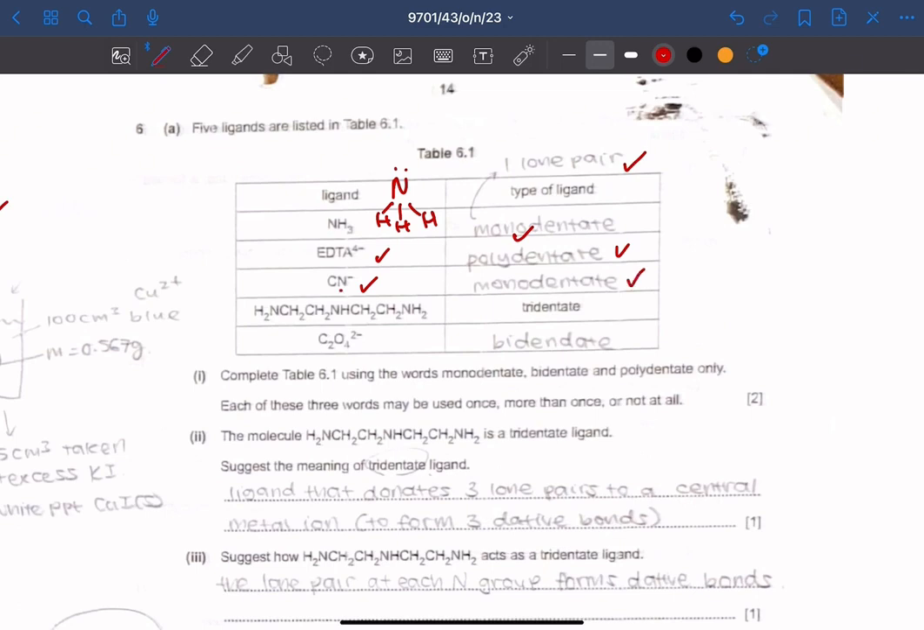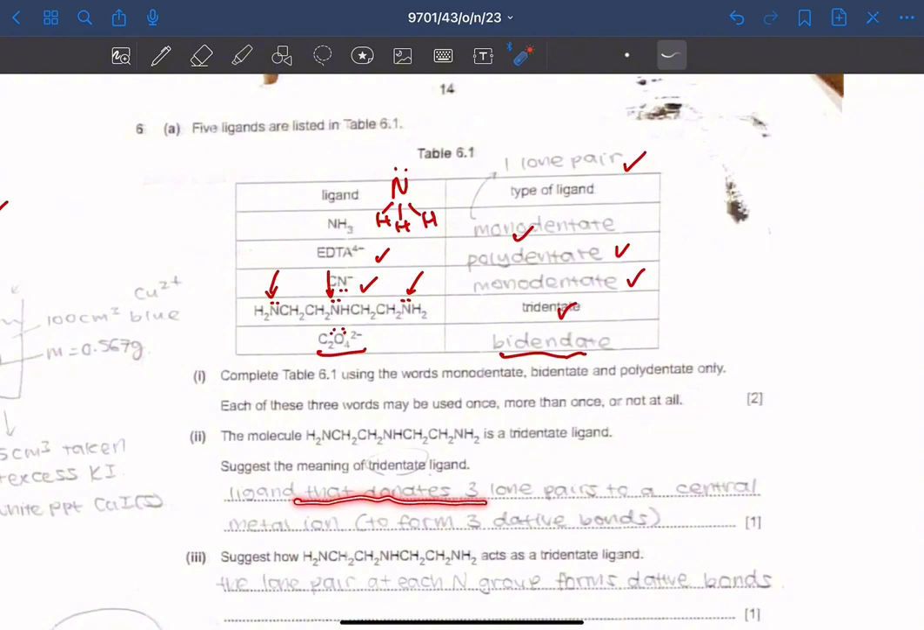CN- is a monodentate because of the lone pair, just like NH3. And this is known to be a tridentate if you count 1, 2, 3 lone pairs. So a dative bond can form at each of these lone pairs. C2O4 2- is actually a bidentate because of the lone pairs on oxygen. II. The molecule is a tridentate ligand. Suggest the meaning of a tridentate ligand. Just as I mentioned before, it has 3 lone pairs, so 3 dative bonds can form.